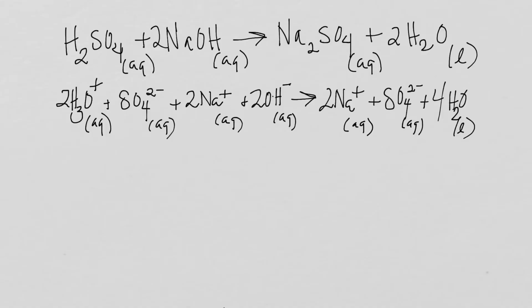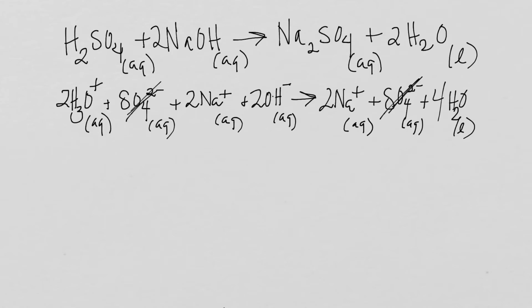So now what I have to do is I have to cross out anything that exists on both sides of the equation that remained unchanged. So for instance, I don't have any hydronium ions on the other side of the equation, and so that stays. But I do have an aqueous sulfate ion here and here. So that cancels out because it didn't change. It's the exact same on both sides. It is called a spectator ion.